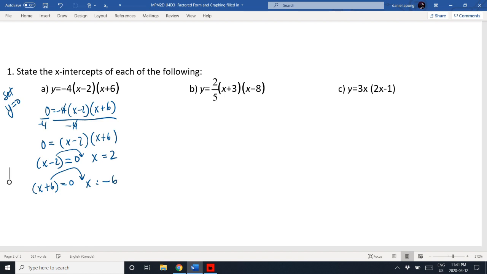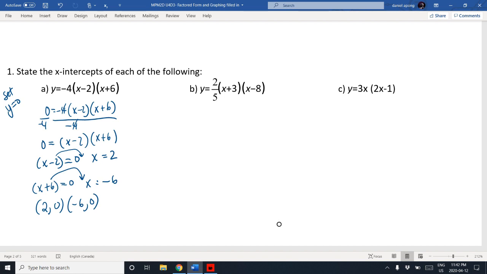So if you plug either of these numbers into our equation, it would make one of the factor brackets 0. And so we have found our x-intercepts. So our x-intercepts would occur at (2, 0) and at (negative 6, 0).